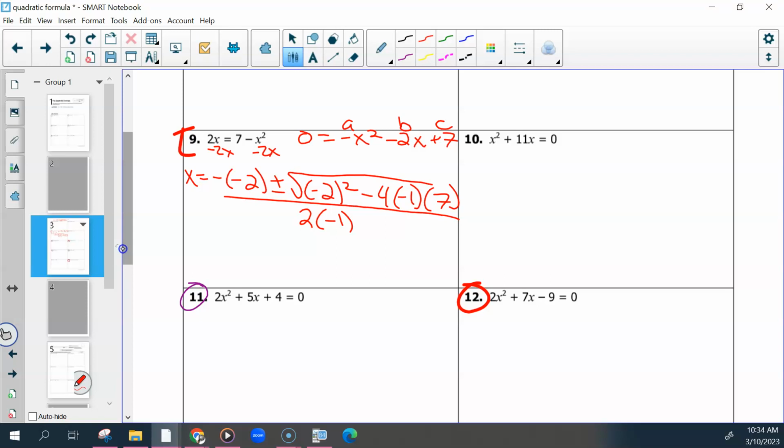And then start to simplify. So this would become positive 2 plus or minus the square root of 4 minus, what's negative 4 times negative 1 times 7? Positive 28, so not minus, plus. And then when we add 4 and 28, we should get 32.